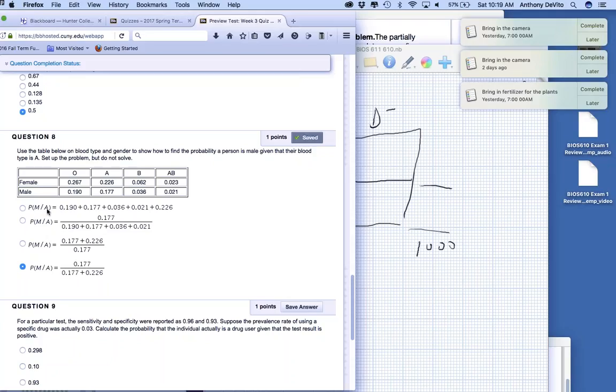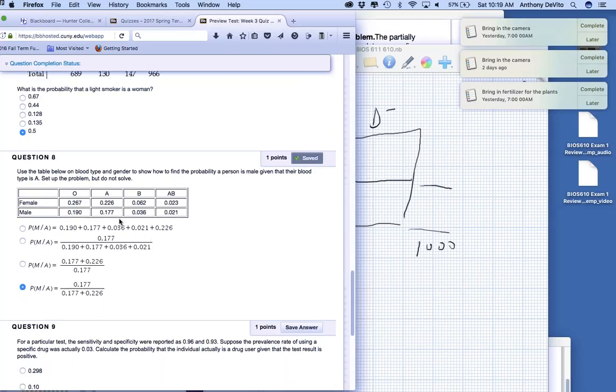So what is the probability equal to that a person is male given that they have a blood type of A? So that's going to be a ratio. It's going to be the ratio of all the people that have a blood type A on the bottom, and the number of people that are male that have blood type A on the top. So it's going to be males with blood type A over all people with a blood type A. Okay, so let's see.